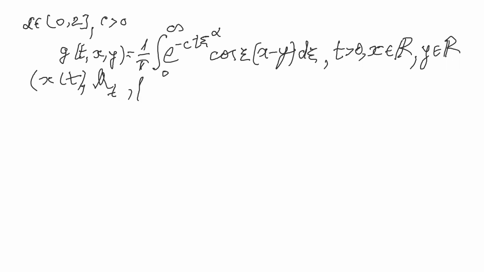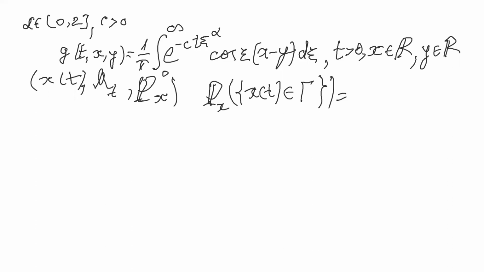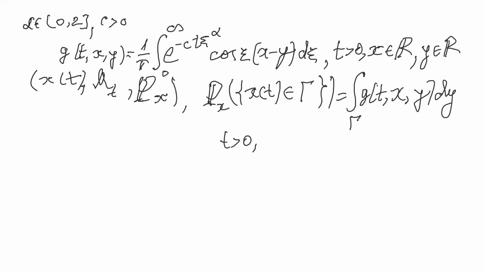P_x, such that the probability that x of t takes on its value in the set gamma is equal to the integral over gamma of g(t, x, y) dy. And it is true for any t positive, any x from R, and any Borelian gamma. Gamma belongs to the sigma algebra of all Borelian subsets of R.